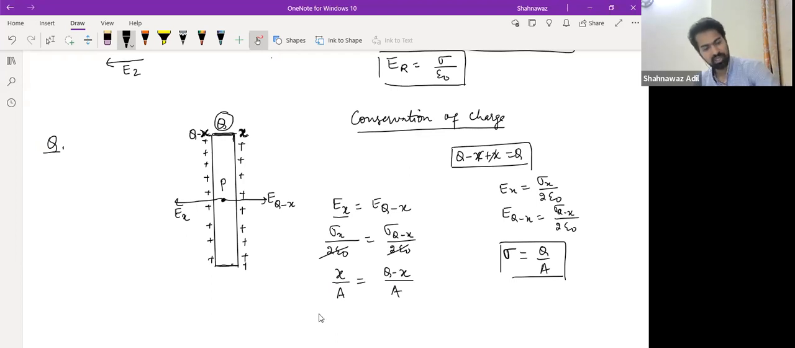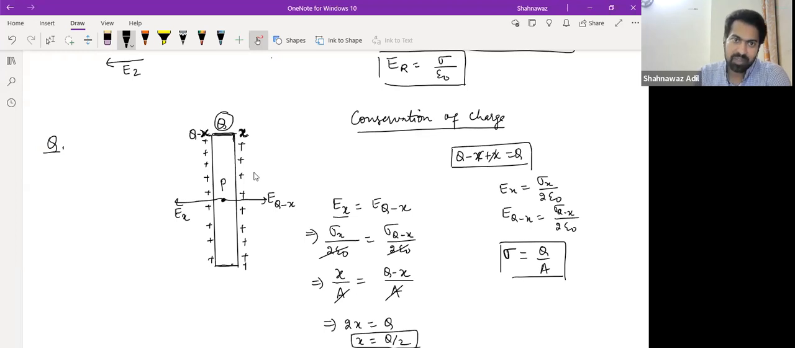Am I correct? Are you guys getting this point? Yes, sir. So A cancels, and we have 2X is Q. So X would be Q by 2. So if I place some charge Q here, this will distribute as Q by 2 here and Q by 2 here. Understood, guys? Is that clear?